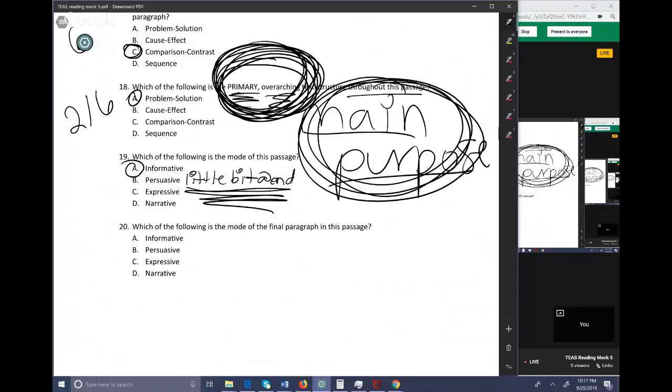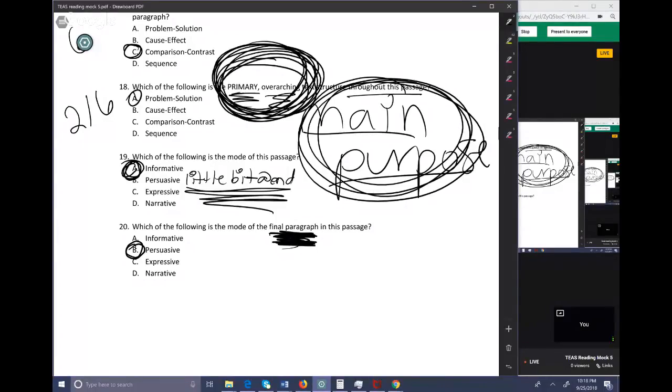20, what is the mode of the final paragraph? This question might have caused you to adjust your prior answer. Definitely that last paragraph was persuasive. So you might have answered persuasive and you might have come back up here and said, well, all right, if the final paragraph's persuasive, maybe the whole thing overall was informative. I put those together hoping that that might have that effect.